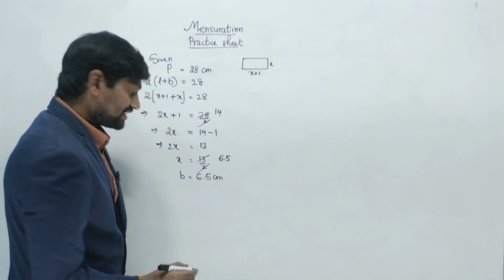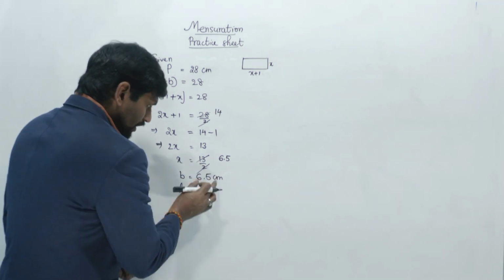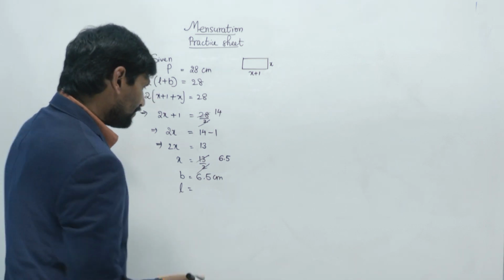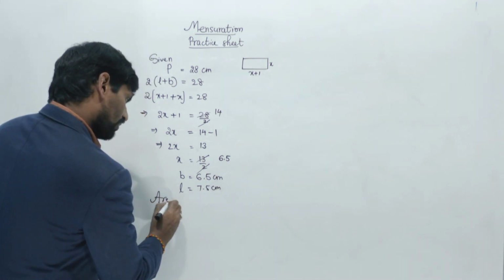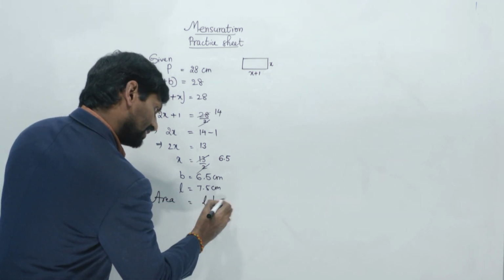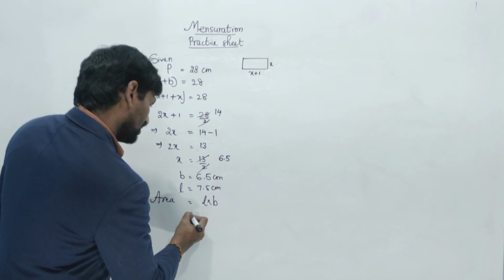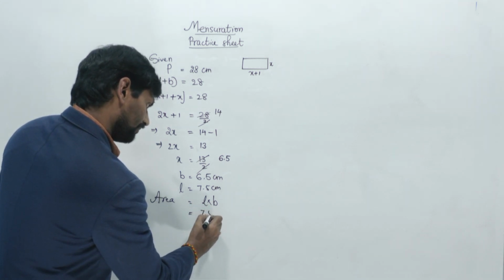And what is the length? Length is equal to 1 centimeter more than the breadth. Already I got the breadth as 6.5, so the length will be 7.5. Now you are asking about the area. What is area? The area formula is length into breadth. That is equal to 7.5 into 6.5.